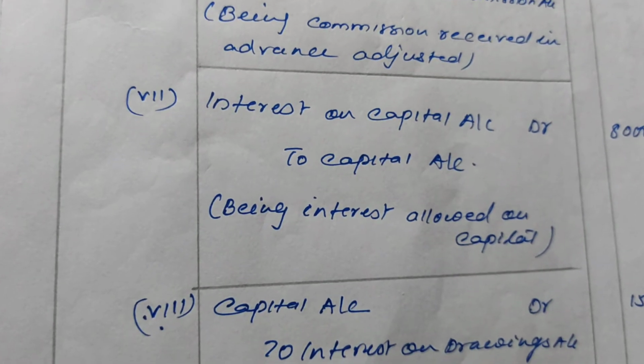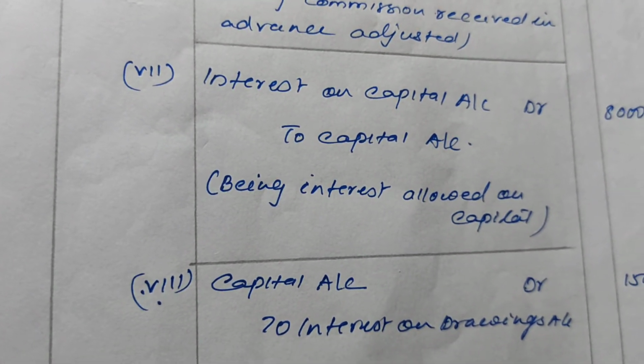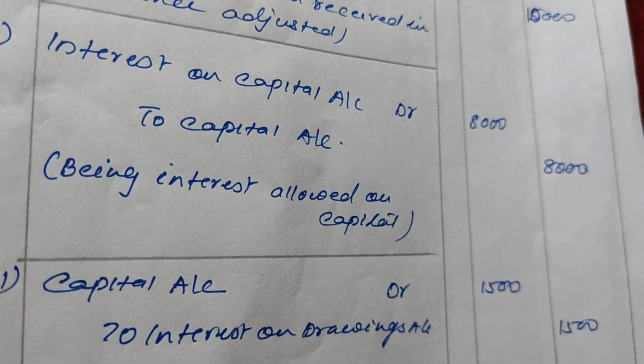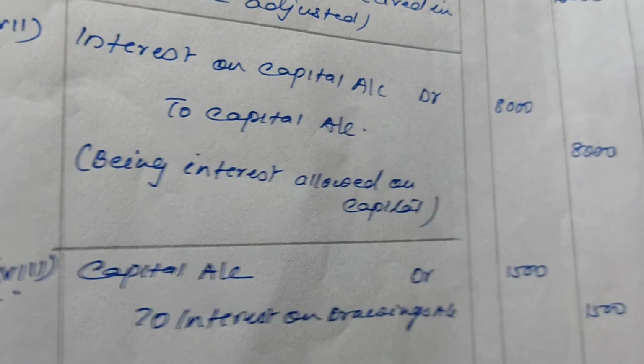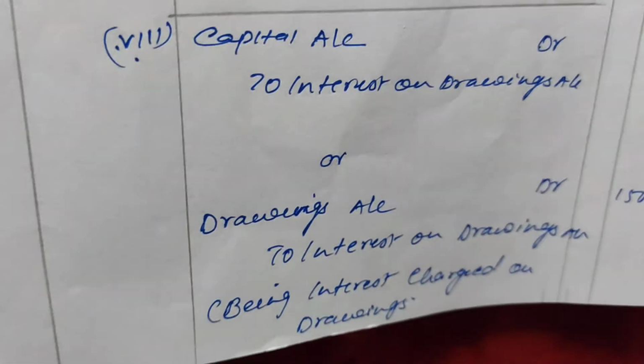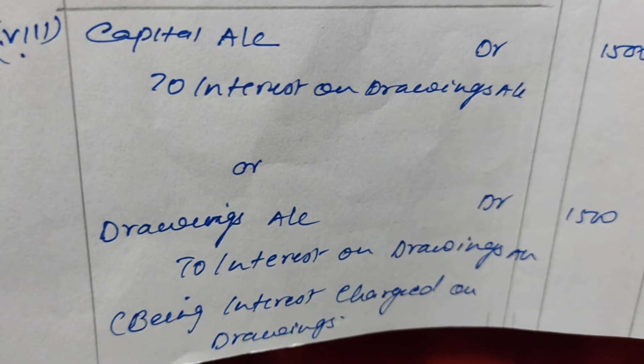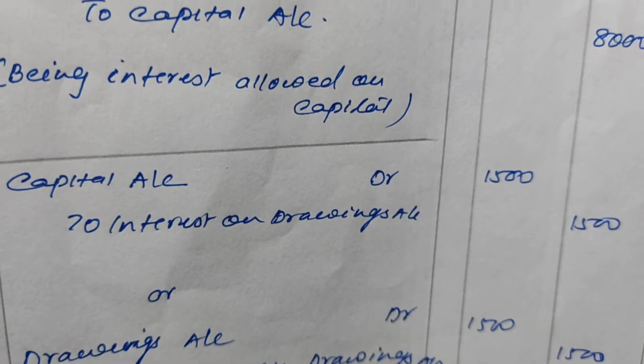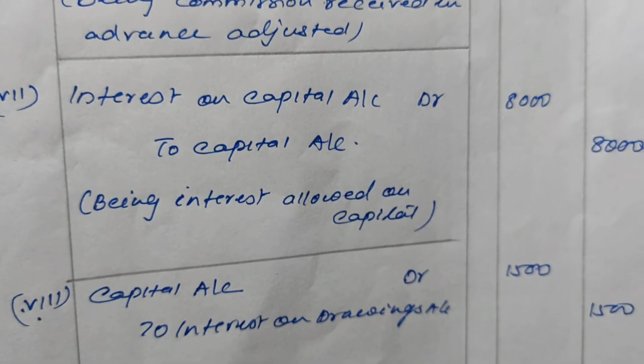First, our capital account debit to interest on drawings, and the amount is 1,500. Our next entry, drawings account debit to interest on drawings account, 1,500. Both the entries are correct.